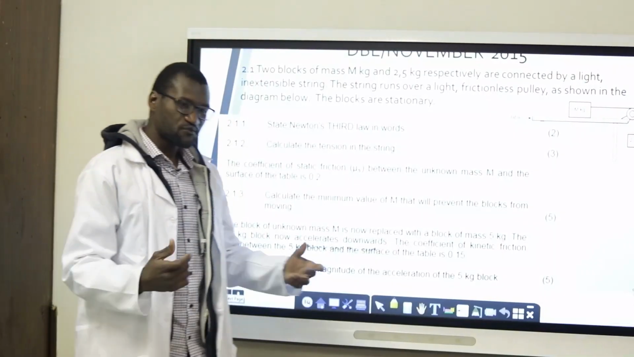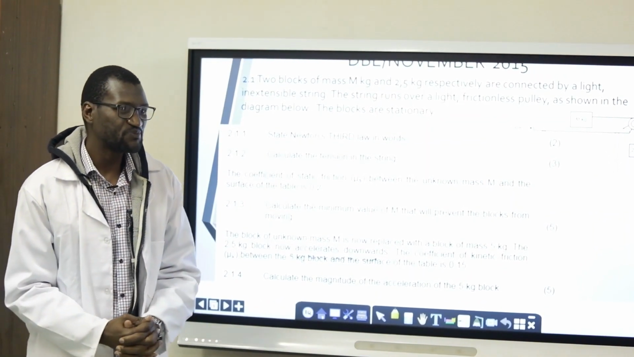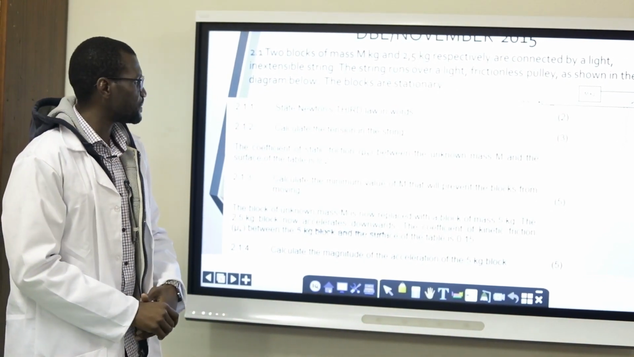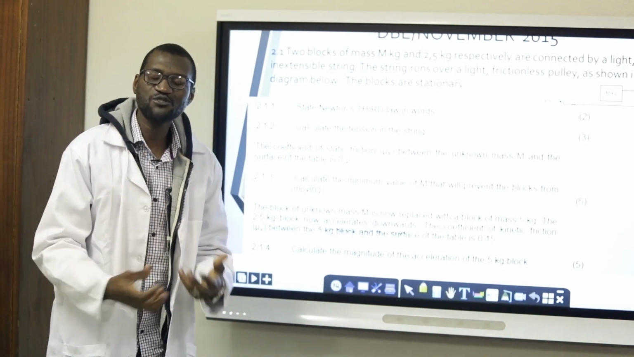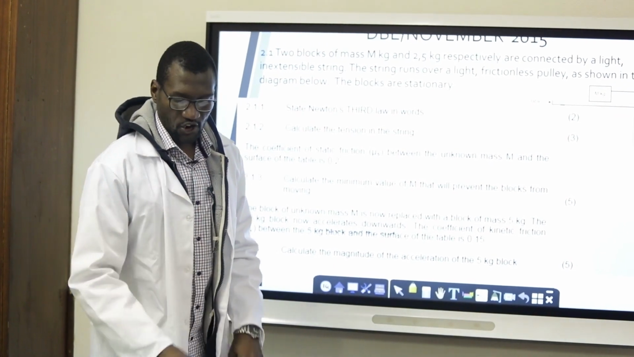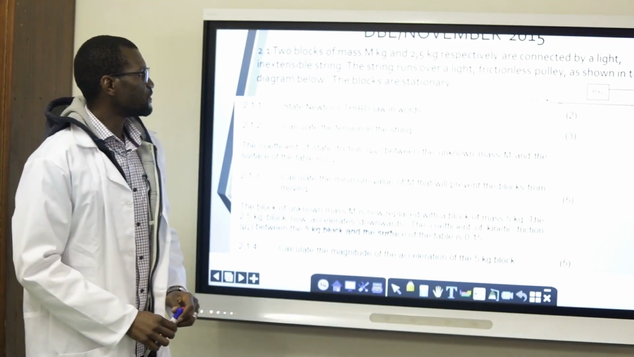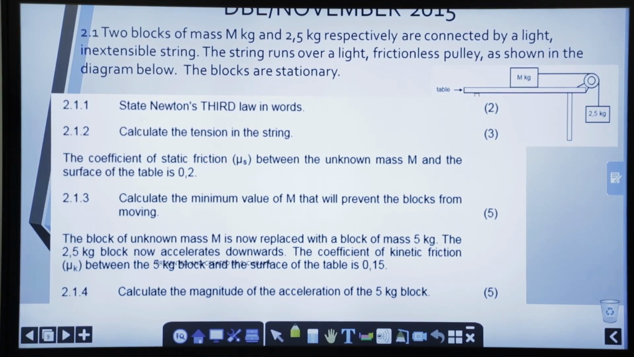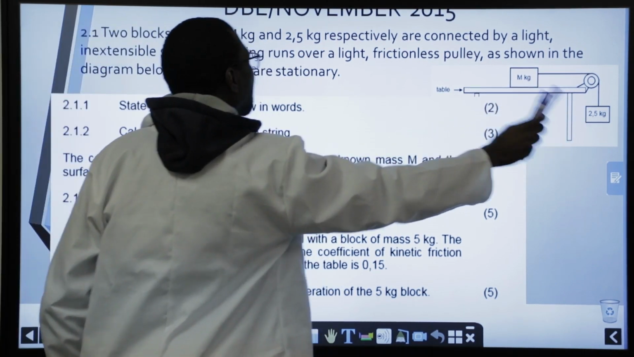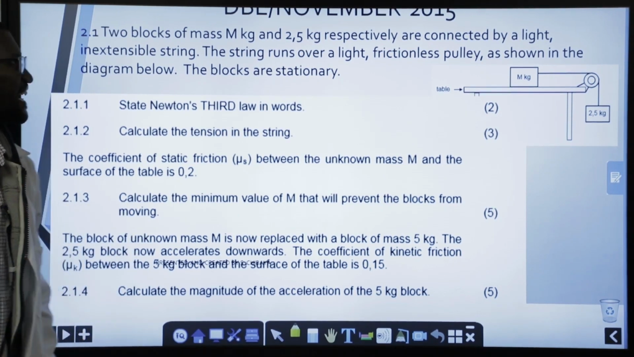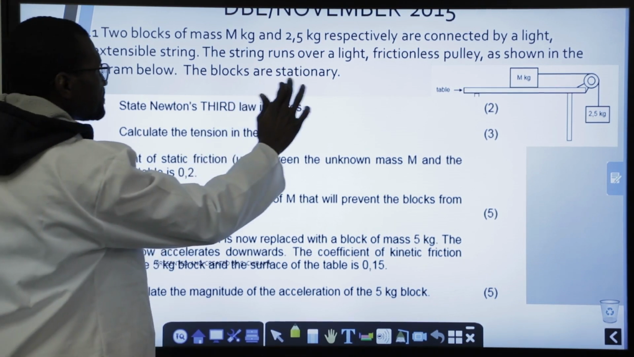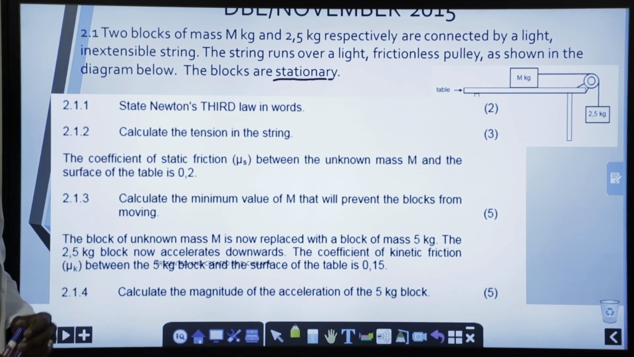Now that we have done Newton's first law, Newton's second law, Newton's third law, we can answer questions, especially question 2 in our exam papers, that require an amalgamation, mixing up together of the 3 laws. Here is the November 2015 exam paper that says 2 blocks of mass m kg and 2.5 kg respectively are connected once again by a light inextensible string. The string runs over a light frictionless plate. As shown in the diagram below, the blocks are stationary. What does stationary tell us? The blocks are not moving.